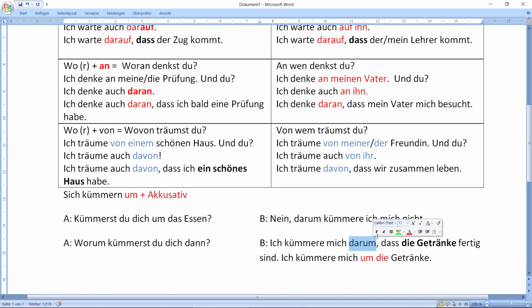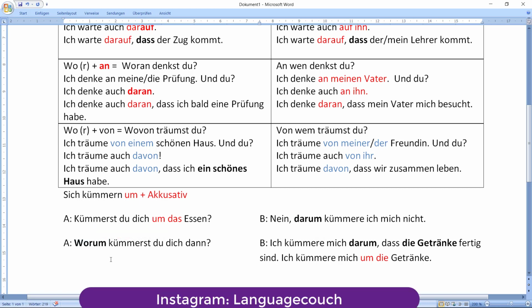Darum. So, kümmerst du dich um das Essen? Das Essen is also Akkusativ. It is not Nominativ. Darum kümmere ich mich nicht. Or I don't take care of that. I don't look after that. Worum, not warum. Worum kümmerst du dich?